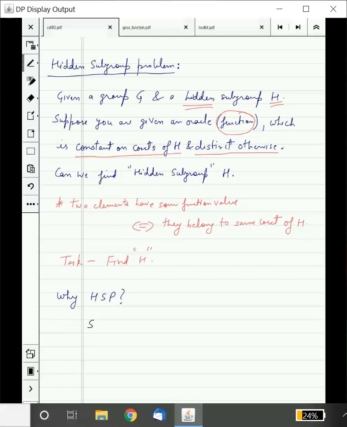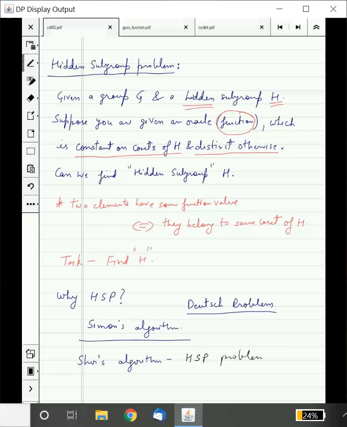Simon's algorithm, Deutsch's problem, you will see that even Shor's algorithm is kind of an HSP problem.